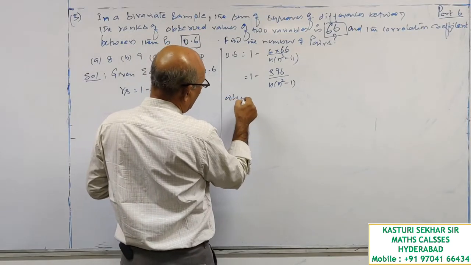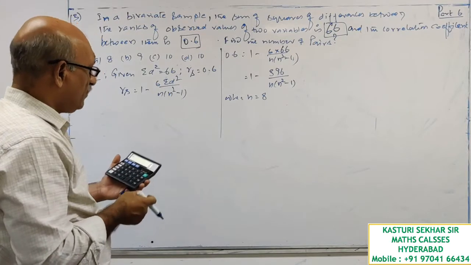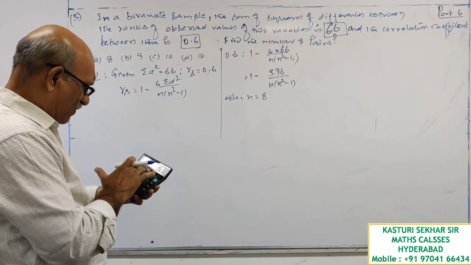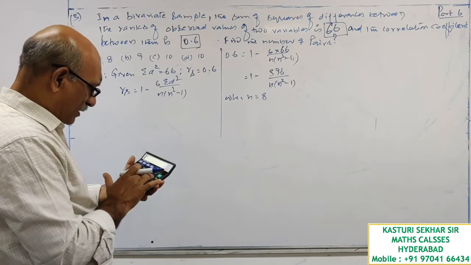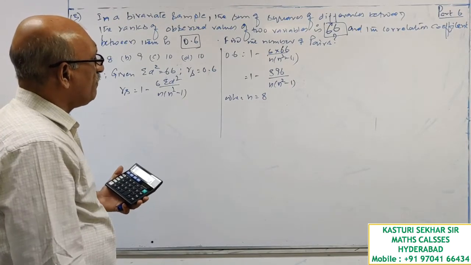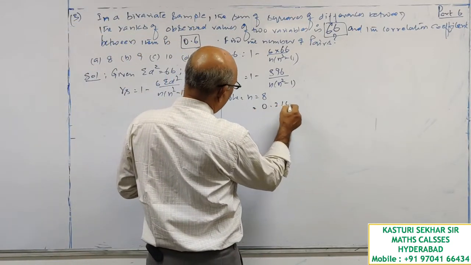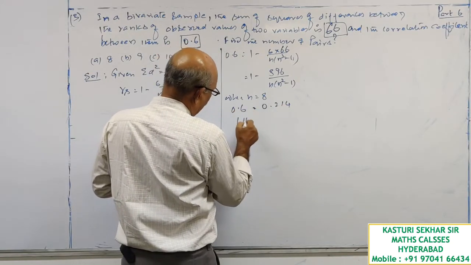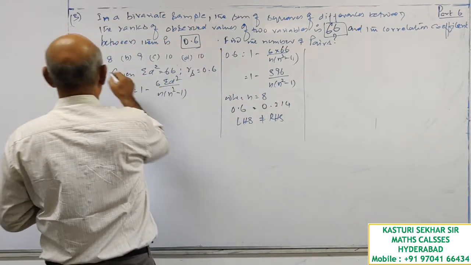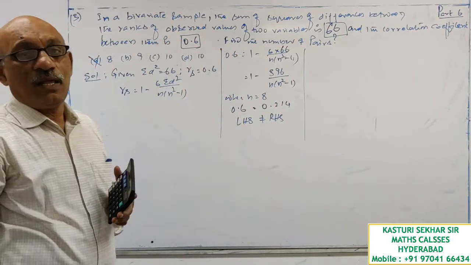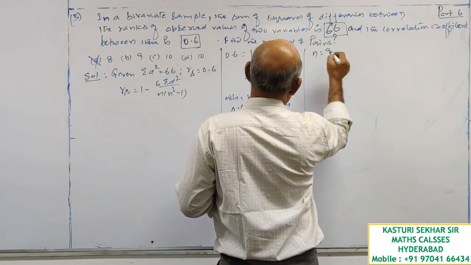From options, when n is equal to 8, the denominator is 504. 396 divided by 504, and this should be subtracted from 1. 1 minus this is 0.214. LHS is not equal to RHS. Left hand side value is not equal to right hand side value. N is not 8.